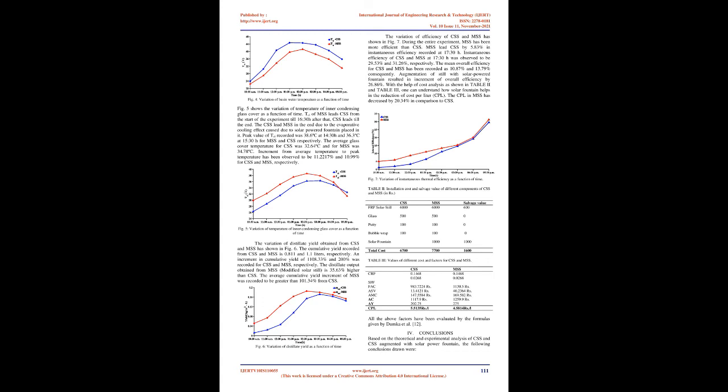The variation of distillate yield obtained from CSS and MSS is shown in Fig 6. The cumulative yield recorded from CSS and MSS is 0.811 and 1.1 liters, respectively. An increment in cumulative yield of 1108.33% and 200% was recorded for CSS and MSS, respectively. The distillate output obtained from MSS, the modified solar still, is 35.63% higher than CSS. The average cumulative yield increment of MSS was recorded to be greater than 101.34% from CSS.